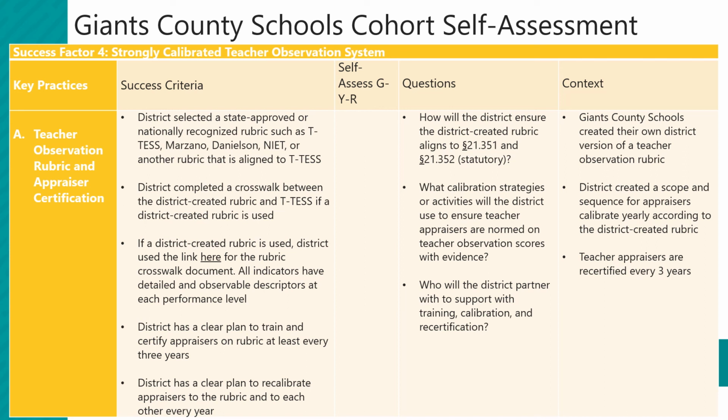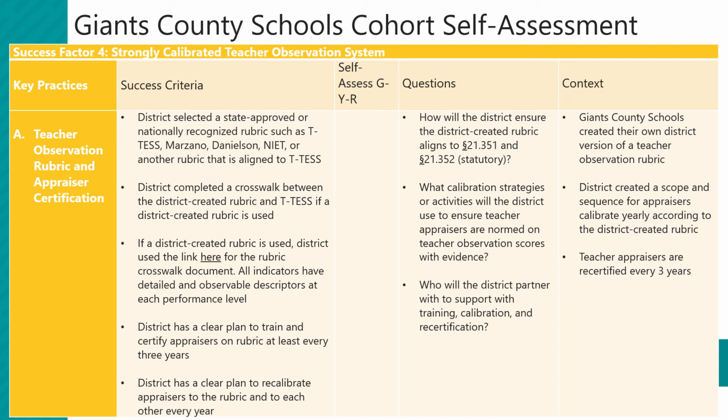As our question points from the previous slide indicate, we must look at the success criteria and the context to see what is missing, and then we'll put what is missing in question form. So we want to indicate here that the teacher observation rubric for Giants County Schools is not in alignment with T-TESS. Thus, one of the questions to push the district's thinking is to make sure that the teacher observation rubric is aligned to T-TESS.